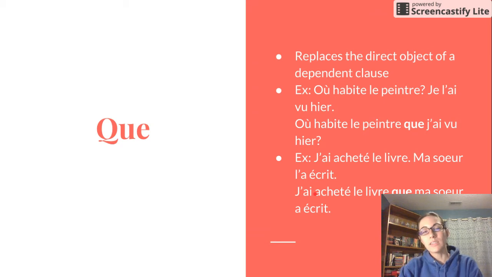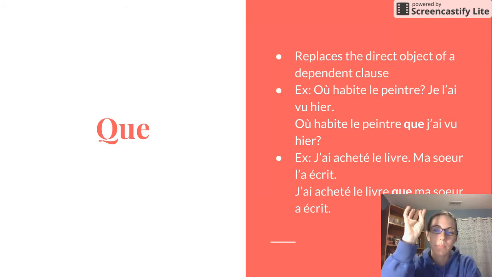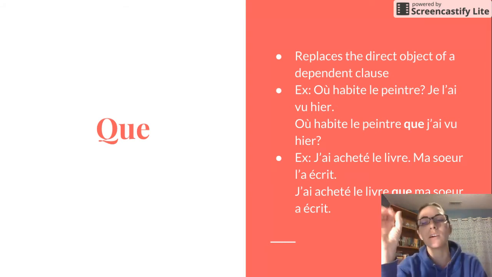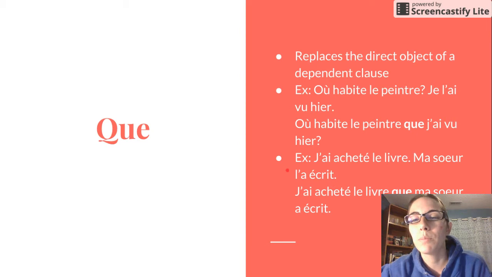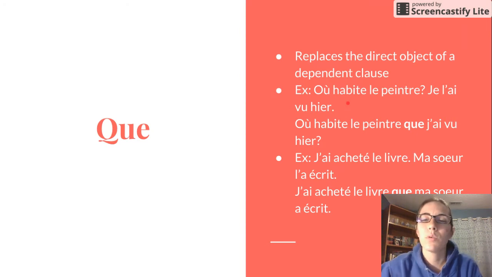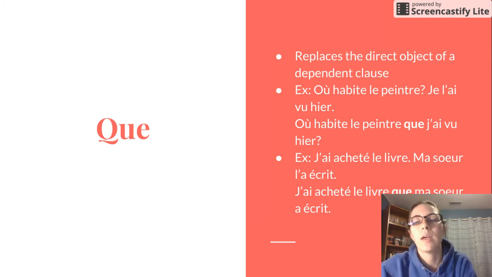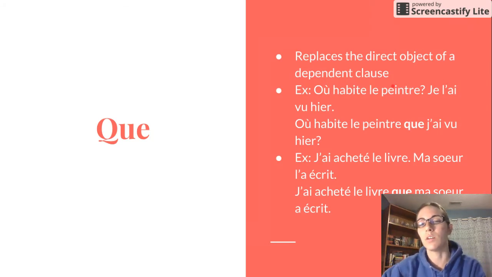Que replaces the direct object of a dependent clause, okay? So we're not worrying about the independent clause, we're worrying about the dependent clause, and it must be a direct object, okay? For example, we have où habite le peintre? Je l'ai vu hier, okay? So où habite le peintre? What kind of clause is that? Well, that's independent because it can function all by itself. You can say, where does the painter live? Okay? But je l'ai vu hier. I saw him yesterday. If we don't know who the him or the it is, then we don't know what that means. So it's a dependent clause. It's dependent on où habite le peintre.